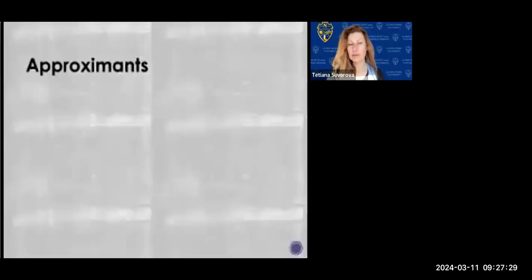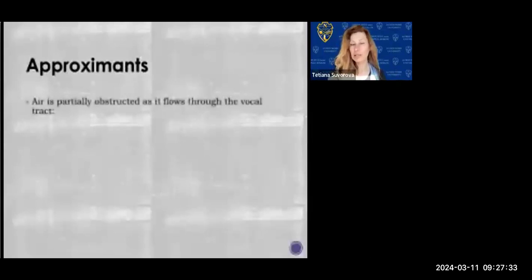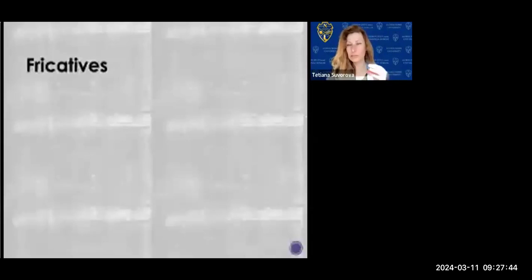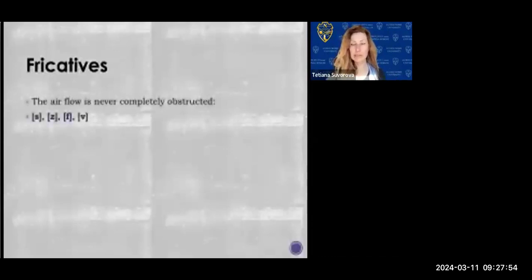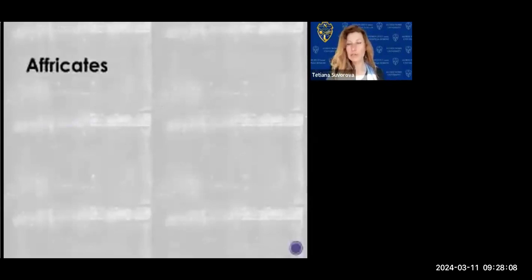Well, then approximants, when the airflow is partially obstructed as it flows through the vocal tract: w, y, r, l. So we have some obstacle, but not fully closing the way for the airflow. Fricatives are never completely obstructed: s, z, f, v. So we have some spaces through which air goes away from the mouth, but nevertheless some obstacle also, and for that reason we have some specific characteristics of sound. Affricates: a sound begins as a plosive and ends as a fricative.